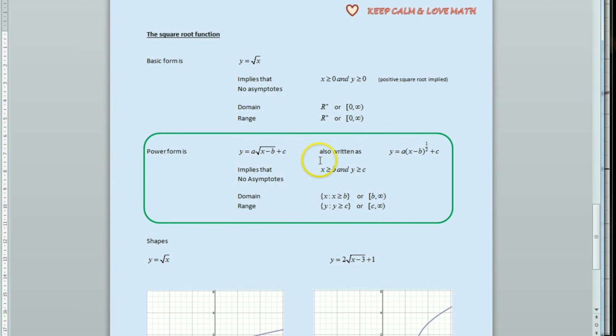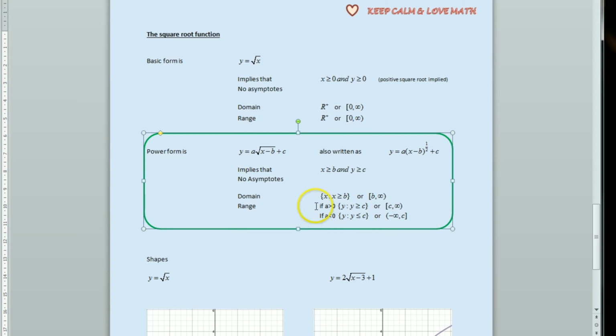Going back to our summary, the power form of the square root function is y equals a times the square root of x minus b, plus c. This plus c is outside of the square root sign. This implies that x must be greater than or equal to b, and that y will be greater than or equal to c. There are no asymptotes with this graph. The domain of this graph is all the x values where x is greater than or equal to b, or we can write that in interval notation as such. And the range will be all y values where y is greater than or equal to c.